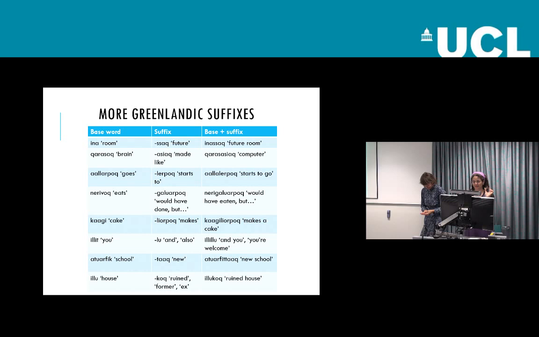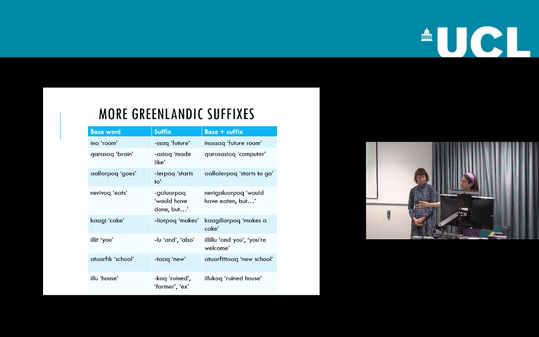So we have the noun ina, and then there's a suffix sak, which means future, and it's related to the verb form. There's a verbal suffix sa, which gets attached to verbs. So some suffixes are attached to nouns and some are attached to verbs. So you can have these long chains where you have a noun that becomes a verb that then becomes a noun that then becomes a verb again. It's really fun. So you get inasak, future room, which sounds kind of sci-fi, but it just means, say if you're going to move into a house, you can say that's my inasak, with a possessive suffix as well, because Greenlandic has those too. So this is the room that I'm going to have, but I don't have it yet.